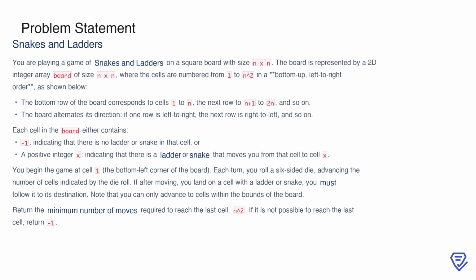Now, each cell on the board contains one of two possible values: -1, which means there is no snake or ladder on that cell, or a positive integer x, which means there is a snake or ladder that moves you directly to cell x. You begin the game at cell 1, rolling a 6-sided die on each turn to determine how many cells you advance. If your movement lands you on a cell with a snake or ladder, you must follow it to its destination. Your goal is to find the minimum number of moves required to reach the last cell, n^2. If it's impossible to reach the last cell, you should return -1.